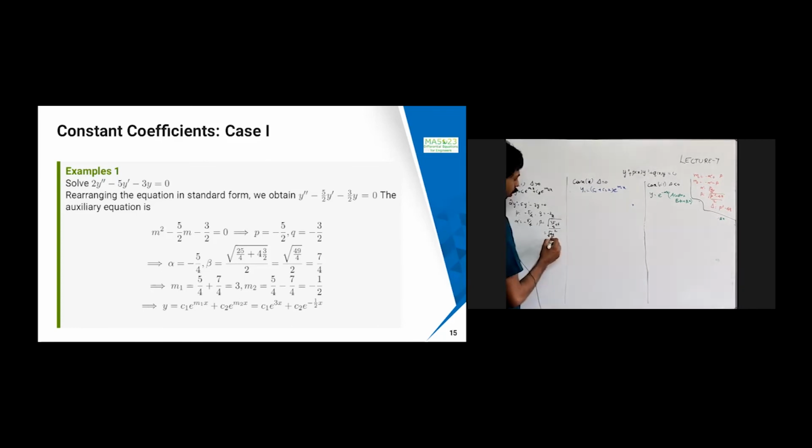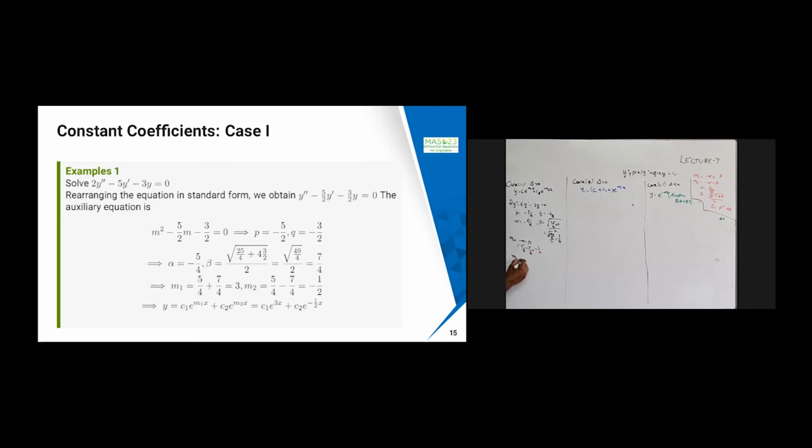So this, under the square root, is going to become like 7 by 2, and divided by 2 is there. So therefore 7 by 4 is going to come. Okay, 7 by 4, and alpha is minus 5 by 4. Therefore, m1 is equal to minus alpha minus beta. Therefore, this is going to become like 5 by 4 minus 7 by 4. So, you are going to get minus 2 by 4. That is going to become like minus 1 by 2.